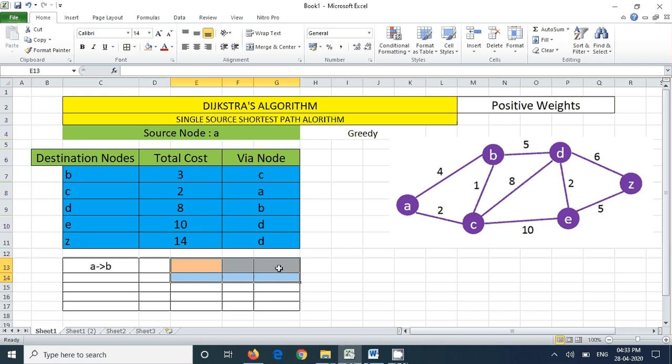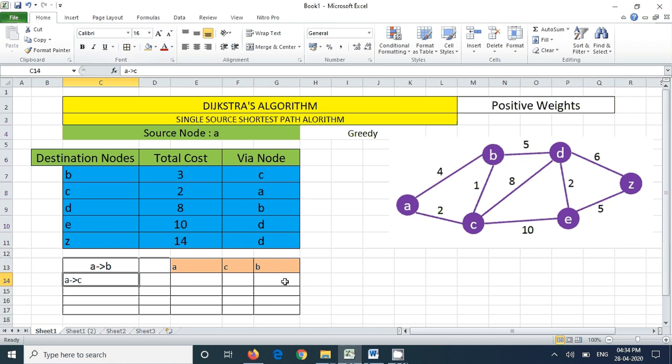So how to start, I'll tell again. You have to find via B. The destination you put here. You see the table: what's the via node to reach B? The previous node is C. But how will you reach C? Via A. A is the source node, so you stop. You do not go further. Till you reach the source node, you have to follow this approach. Now A to C, what's the route? Let us see. C is the destination.